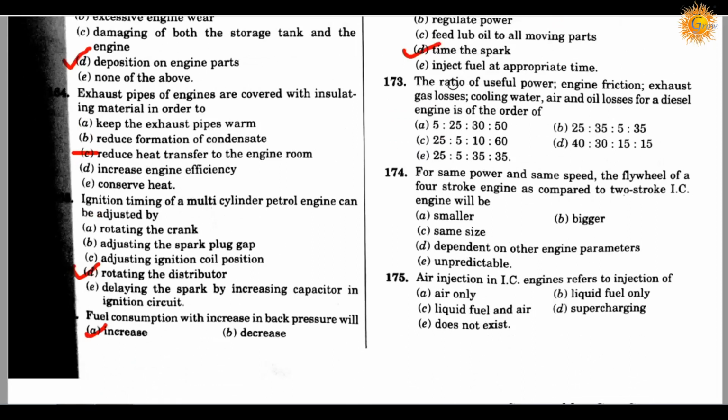Question number 173. The ratio of fuel power and engine friction, exhaust gas losses, cooling water, air and oil losses for a diesel engine is of the order of: option A, 5:25:30:50; option B, 25:35:5:35; option C, 25:5:10:60; option D, 40:30:15:15; option E, 25:5:35:35. So the correct answer is E. Sorry, it is the ratio 25:5:35:35.